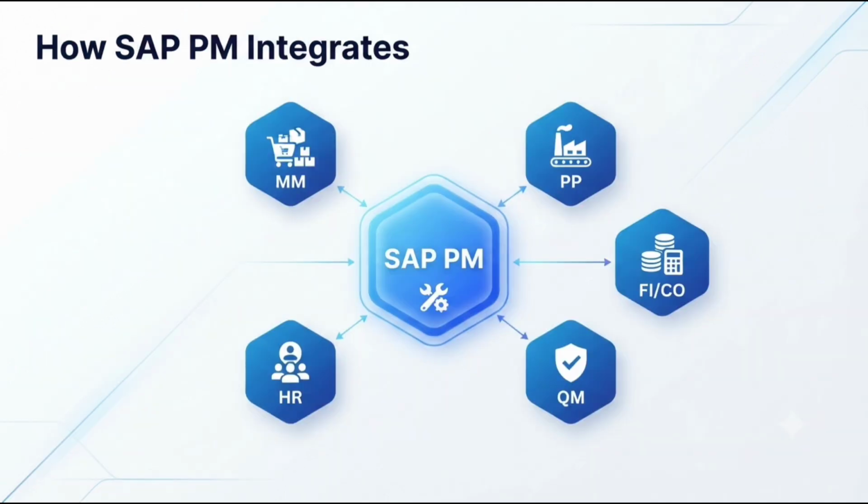SAP PM does not work in isolation. It is tightly integrated with other SAP modules. Materials management supplies spare parts. Production planning considers equipment availability. Finance and controlling track maintenance costs. Quality management can be linked for inspections. Human resources provides capacity data for work centers.